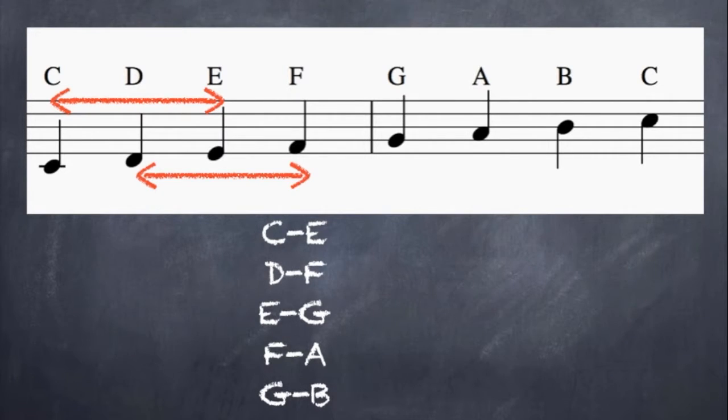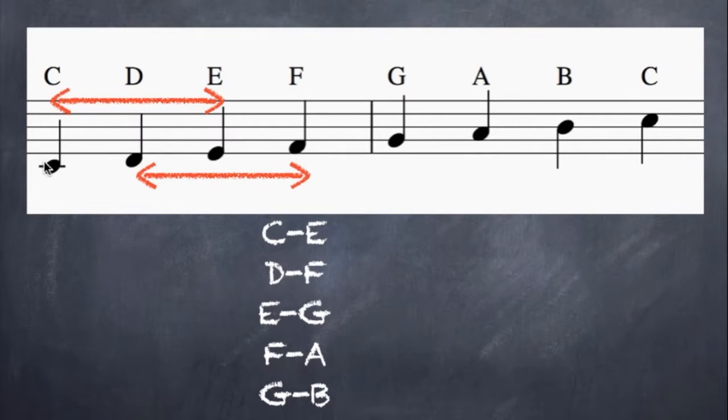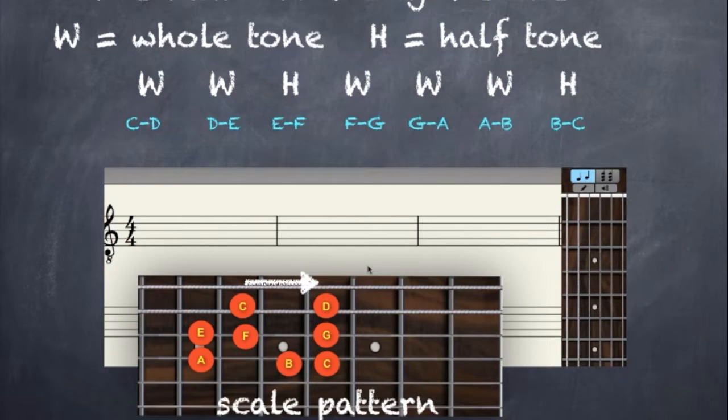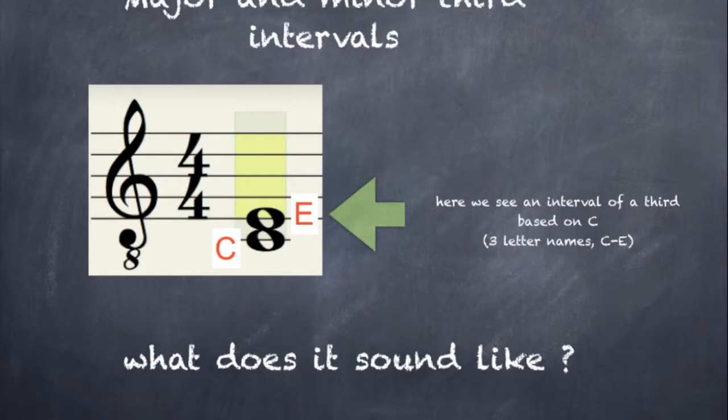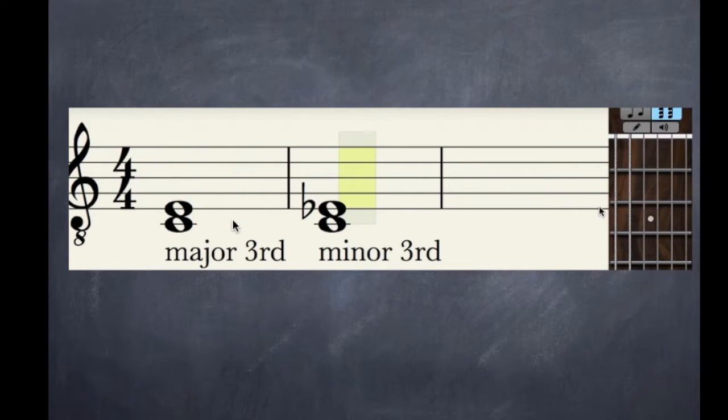So what we're going to do is construct from this pattern our intervals between C and E, D and F, E and G, F and A, G and B, A and C, and so on. So from that pattern, here we see the interval on the stave between C and E. That's a third, C, D and E. A third of some sort. So what does it sound like?